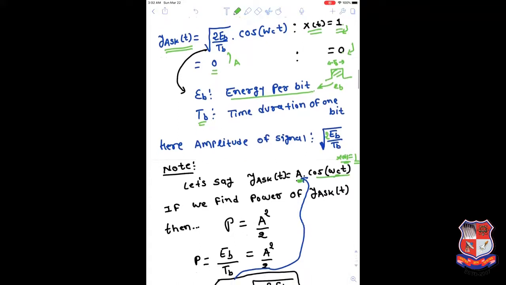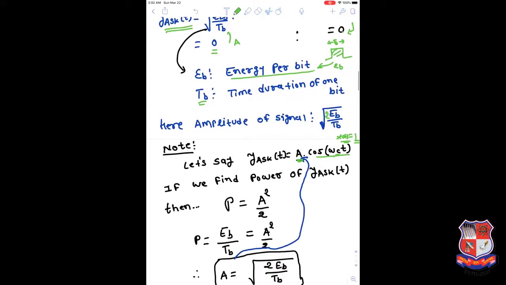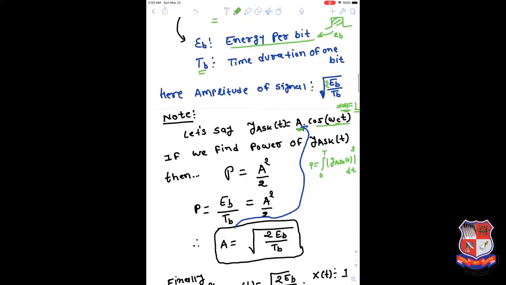Now if we find the power of the signal, we have an equation to find the power, which is simply defined as the integral from 0 to T of the signal here, y ask of t. We take the absolute value square, with respect to t. So that way you can find the power. If we find the power in this way, since this is a cosine waveform, the power can be found as A square by 2.